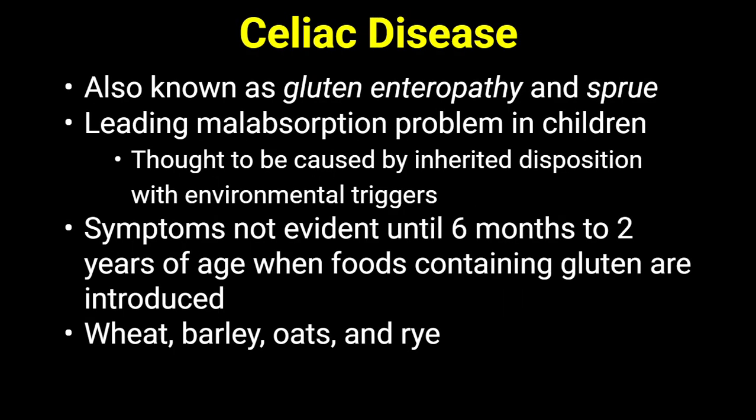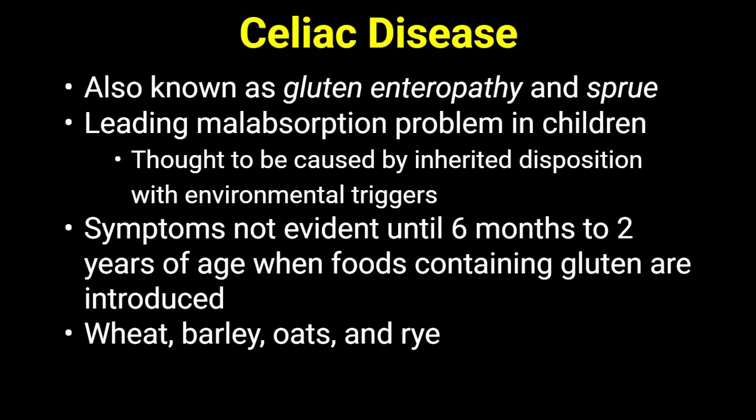Celiac disease, also called gluten enteropathy or sprue, is an autoimmune disorder in which ingestion of gluten causes damage to the villi of the small intestine. Because the villi are responsible for absorbing nutrients, this damage leads to malabsorption, making celiac disease one of the most common malabsorption disorders in children. The condition develops in children who have a genetic predisposition, but symptoms usually appear only after gluten-containing foods are introduced, typically between 6 months and 2 years of age.